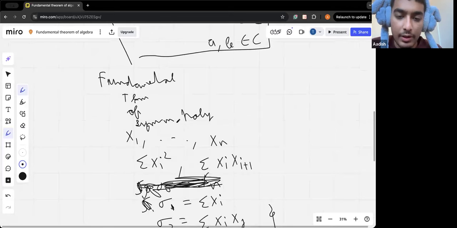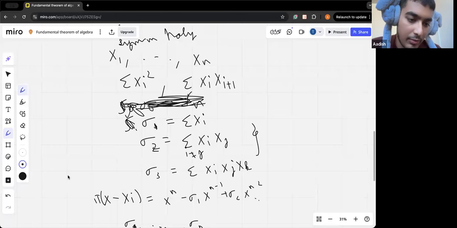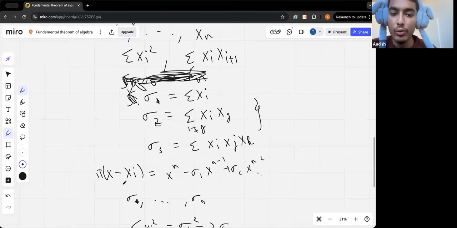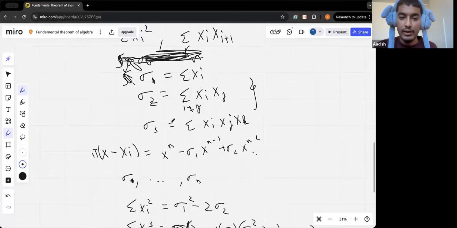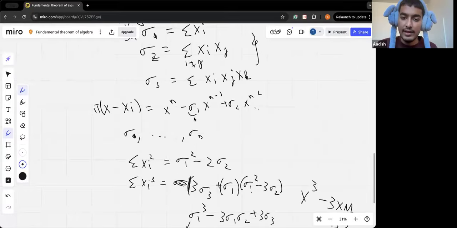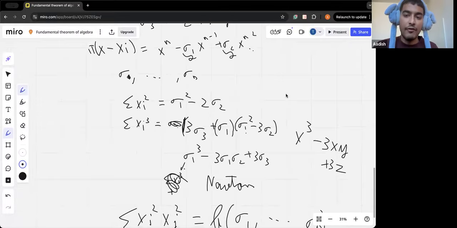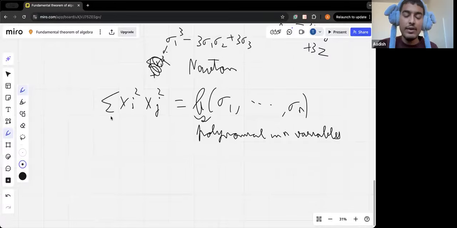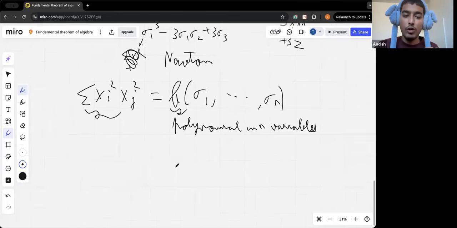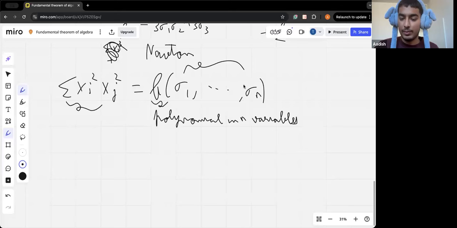Anyway, so the fundamental theorem of symmetric polynomials. Now we are doing the fundamental theorem of symmetric polynomials. So a symmetric polynomial is any polynomial which is symmetric in all the variables. Given x1 to xn, the elementary symmetric polynomials are all these Vieta coefficients: sum of xi, sum of xi xj, sum of xi xj xk, right? And the fundamental theorem of symmetric polynomials states that given any symmetric polynomial, you can express it as a polynomial function of the elementary symmetric polynomials.